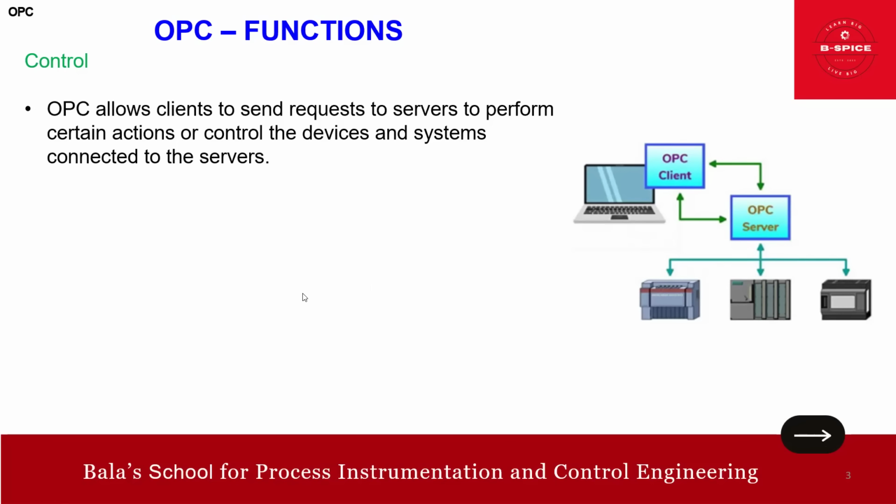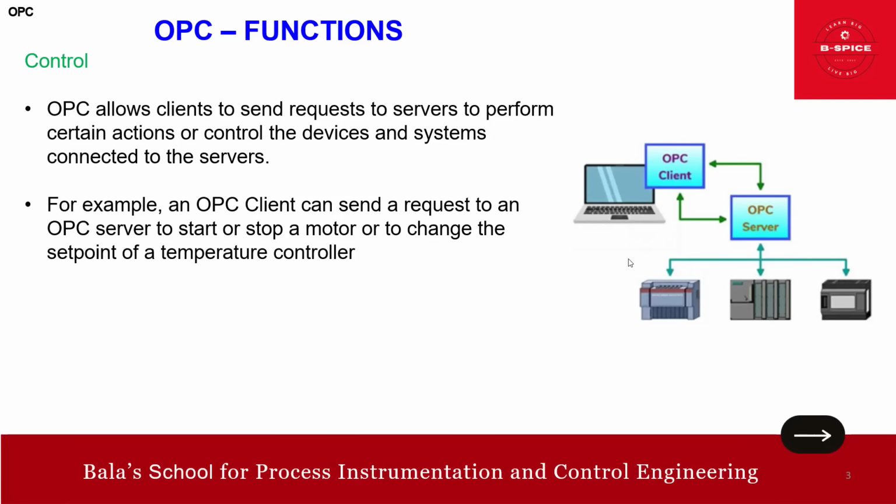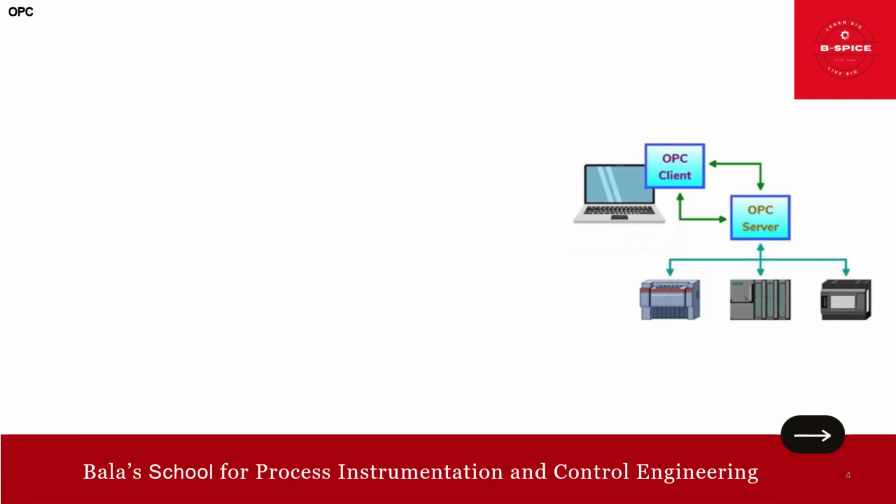Second item, control. OPC allows a client to send requests to the server to perform certain actions or control the devices and systems connected to the server. For example, an OPC client can send a request to an OPC server to start or stop a motor or to change the set point of a temperature controller. I hope this is clear, right? So that's about the control.